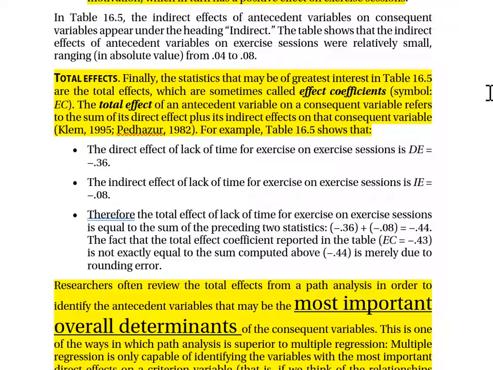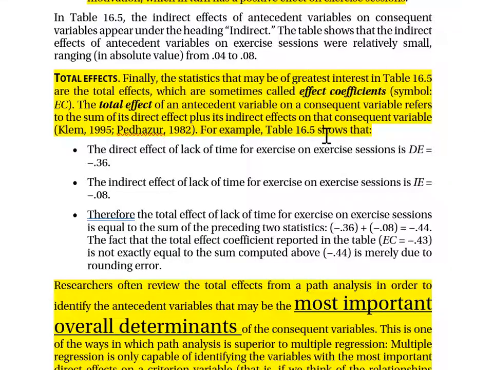Finally, the statistic that may be of greatest interest in table 16.5 are total effects, sometimes called effect coefficient, symbol EC. Total effect of an antecedent variable on a consequent variable refers to the sum of the direct effects plus its indirect effects on the consequent variable.